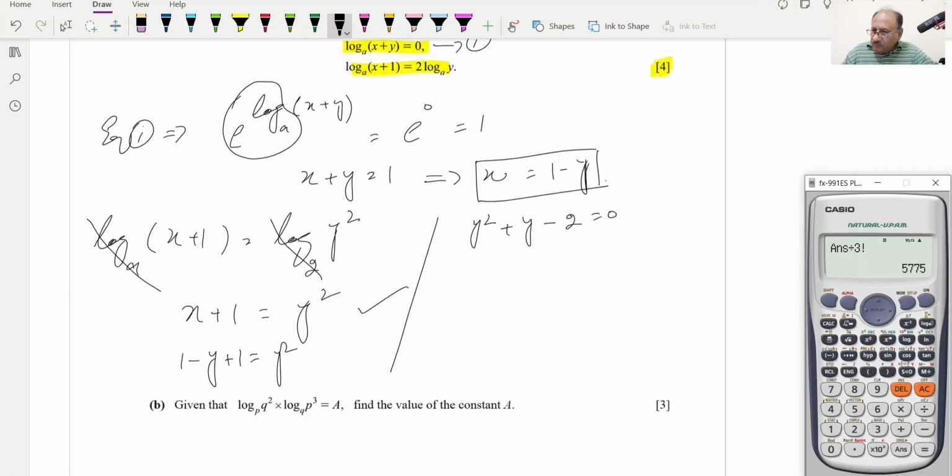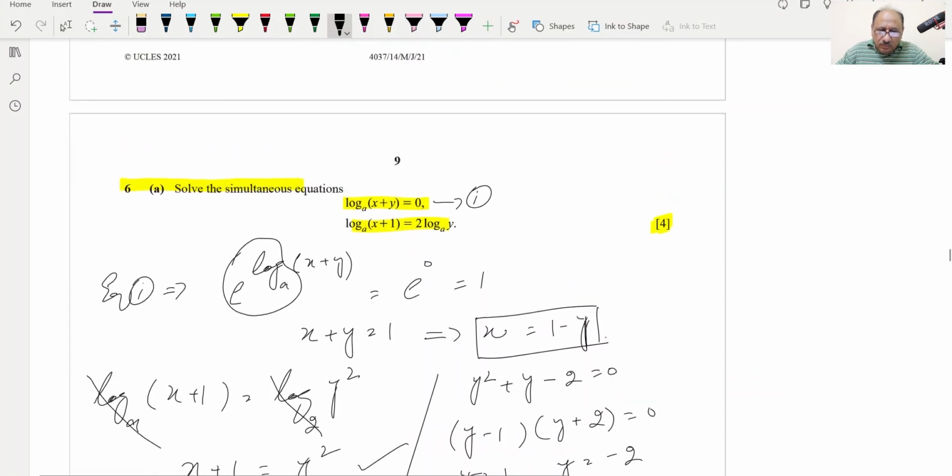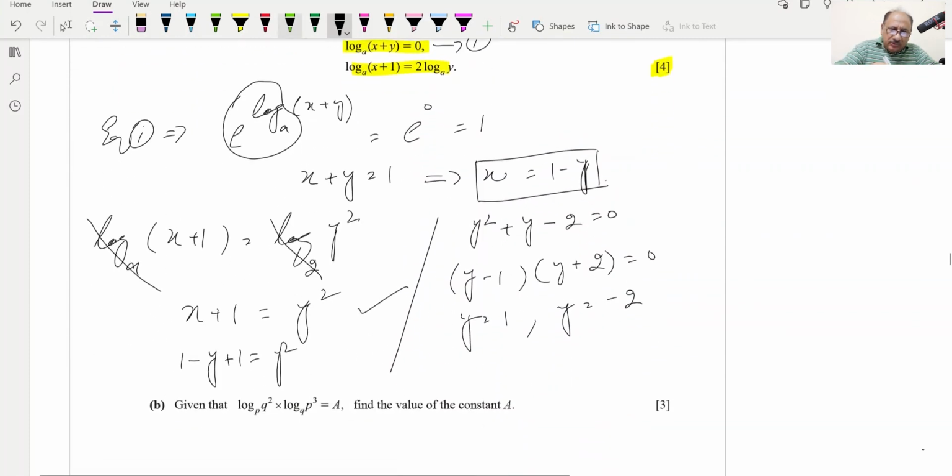Now we can factorize it. The coefficient of x square is 1, the coefficient of x is 1, and the constant value is minus 2. So this will be 1 and minus 2. So we can write (y minus 1)(y plus 2) is equal to 0, and we can write y is equal to 1 and y is equal to minus 2. A negative value is not possible in this situation, so we will take y is equal to 1.